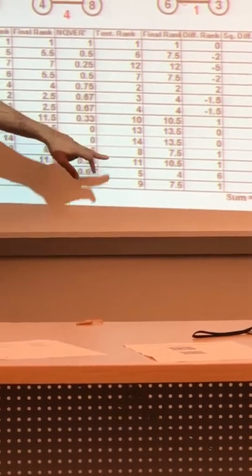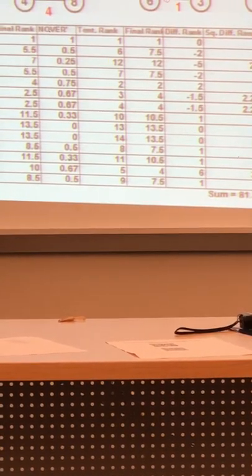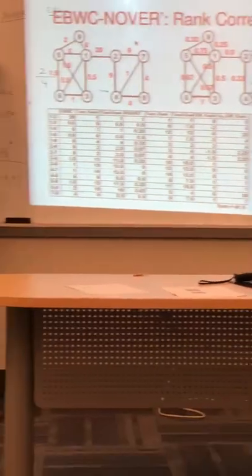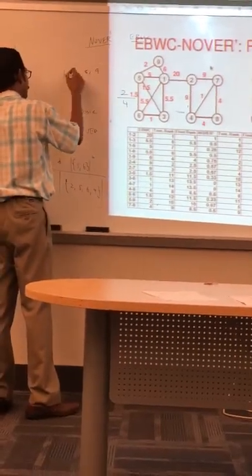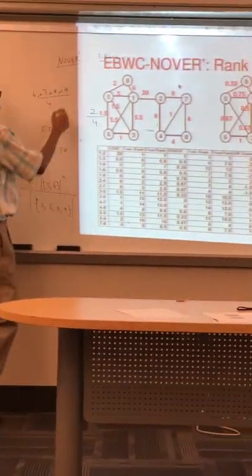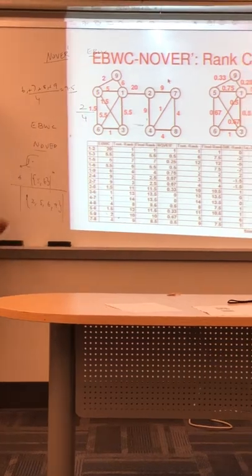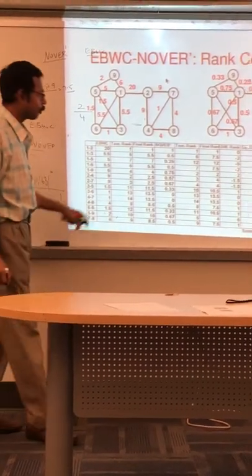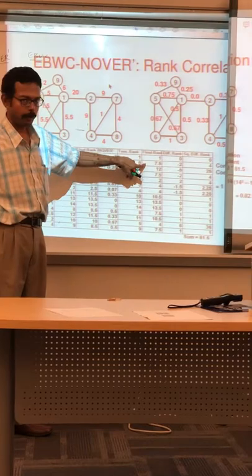Then for the next value, 0.5, you have 1, there's one more, 3, 4. You have 6, 7, 8 and 9. So 4 edges have 0.5 as their NOVER prime value. The tentative ranks are 6, 7, 8, 9, so you have to take the average of 6, 7, 8, 9. That sum is 30, so it's going to be 7.5. Those 4 edges will get a final rank of 7.5.